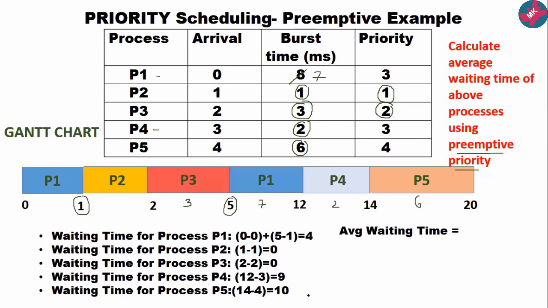And the average waiting time comes out to be 4 plus 0 plus 0 plus 9 plus 10 divided by 5. So it is 23 divided by 5. So it is 4.6 milliseconds. So this is how the preemptive priority scheduling works.